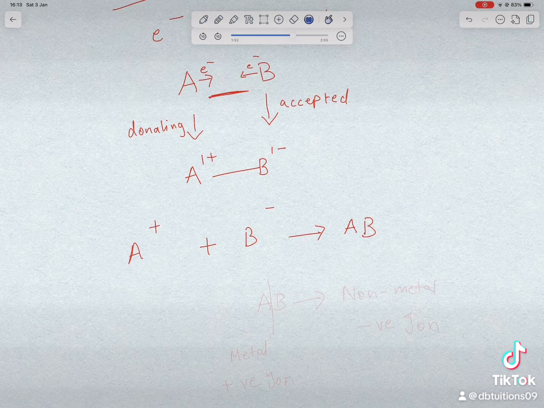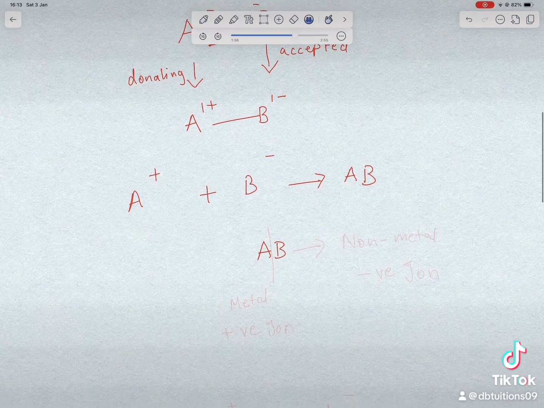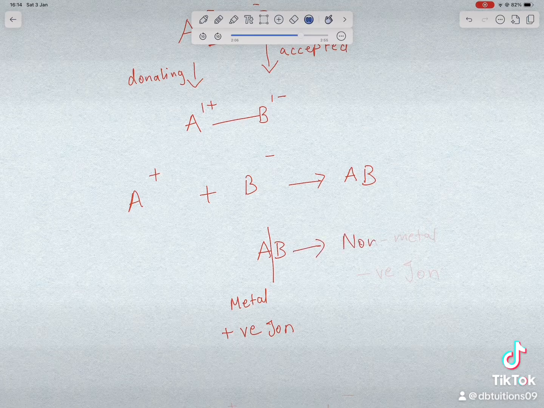Now simple rules. First half of the ionic compound, so if I have AB, the first half is always a metal and it is a positive ion. The second half is always a non-metal and it is always a negative ion.